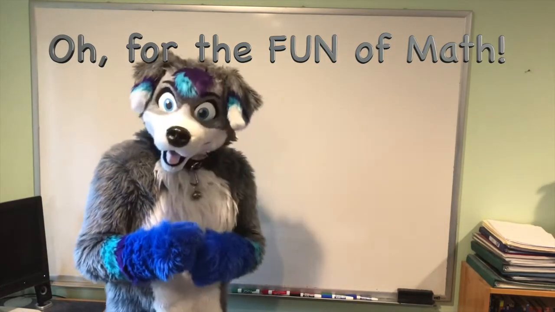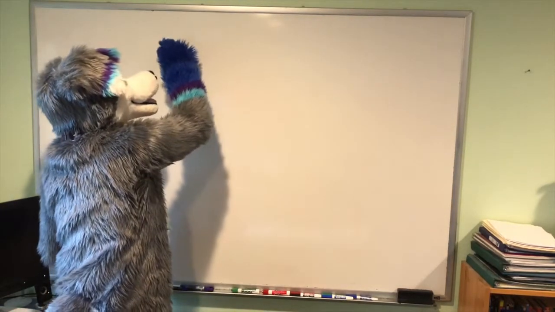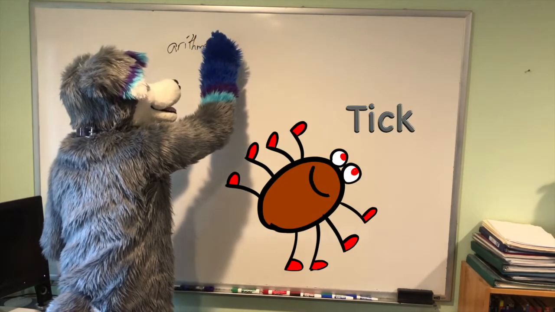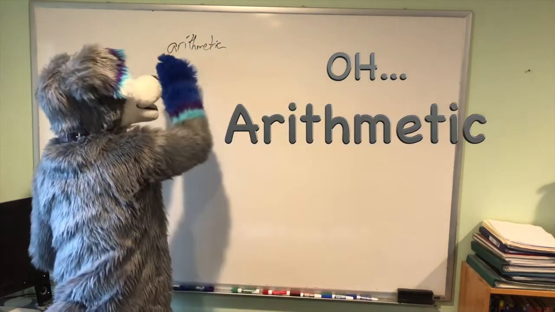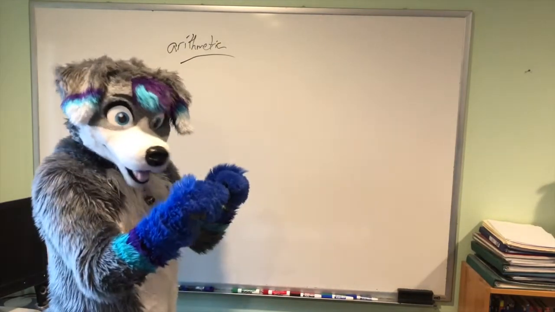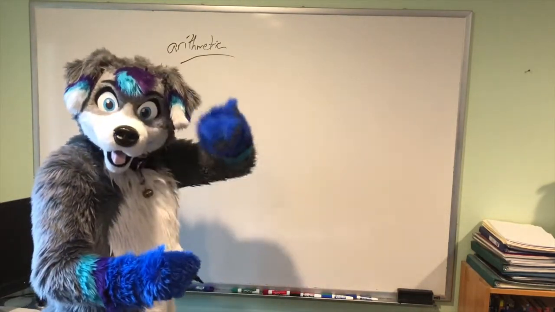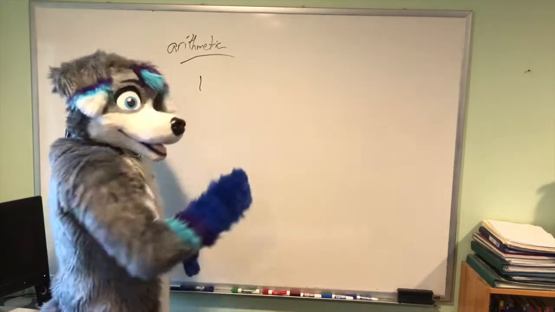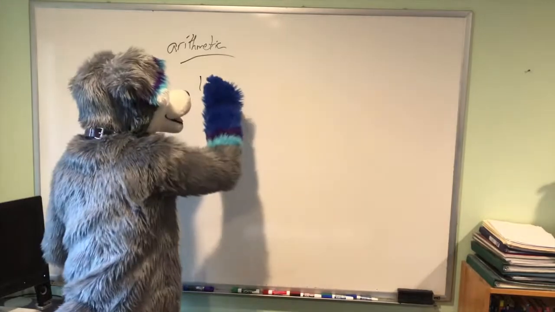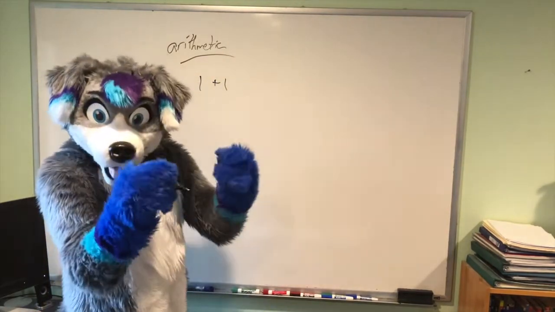So, let's start with the idea of arithmetic. And this is where you can count on paws and add things and find out how many paws you have. So for example, I have a paw here, and if I want to know how many total paws I have, another paw here, and then I have some on my feetsies too, but we'll just stick with these paws.